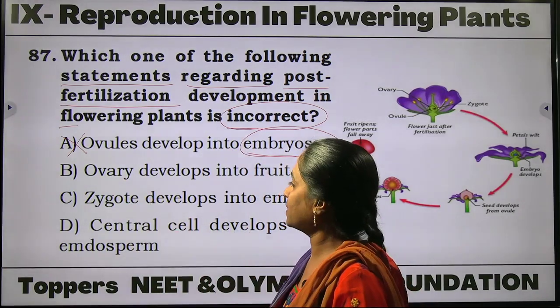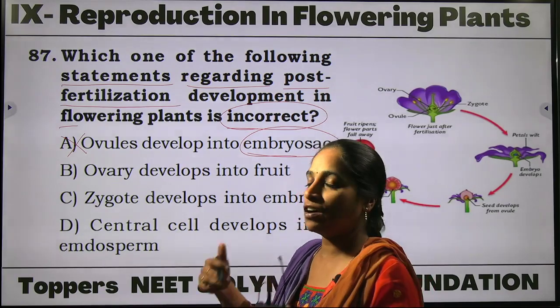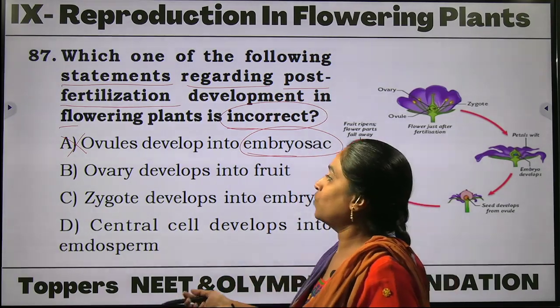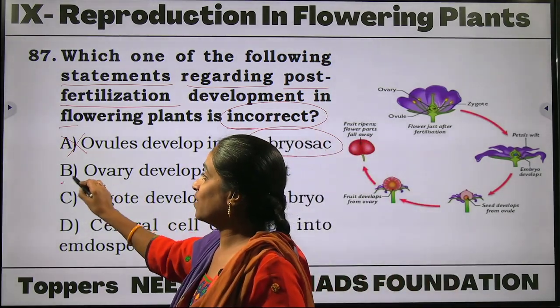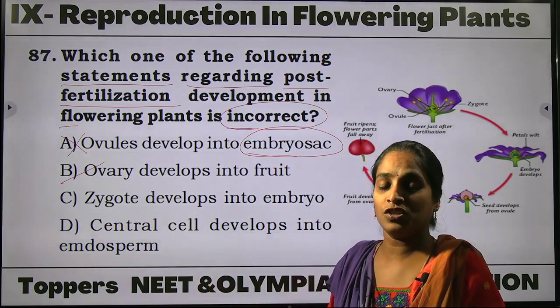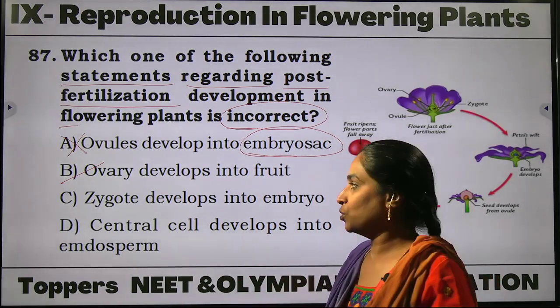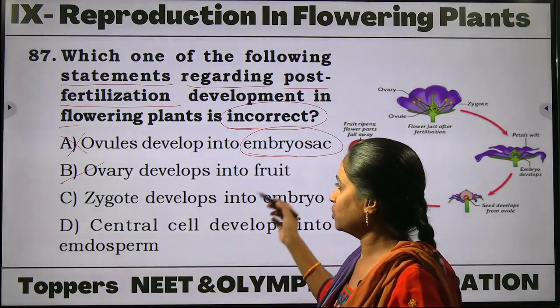And coming to the next statement, option B, ovary develops into fruit. Yes, after the fertilization process, the ovary will be developing into fruit. That is what we have discussed in the previous question, true fruit and false fruit. What is a true fruit? A fruit which develops from the ovary is called a true fruit. Okay, so that is what is given over here in option B.